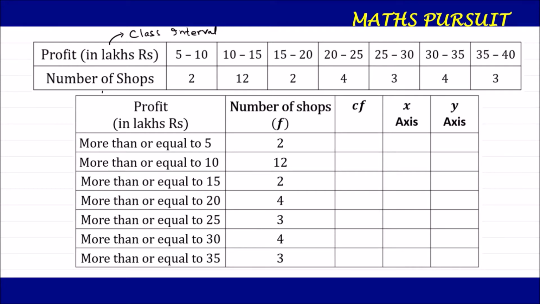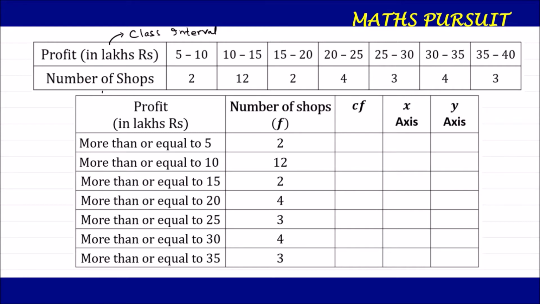Now guys, this is the information they have given, and as per the question we are going to draw the more than ogive curve. So let us understand the fundamental behind this. In one column, I have arranged the profit as more than or equal to 5. The first class interval is 5 to 10, so I have written here more than or equal to 5. That means it is more than 5 or just equal to 5, but not less than 5.